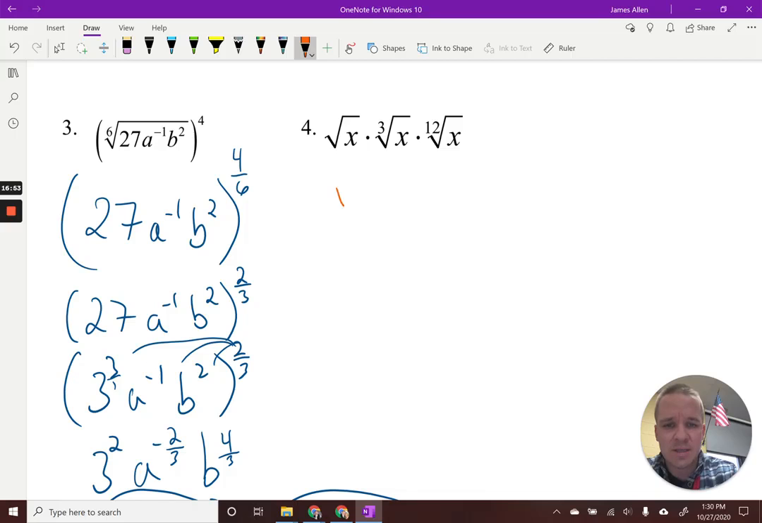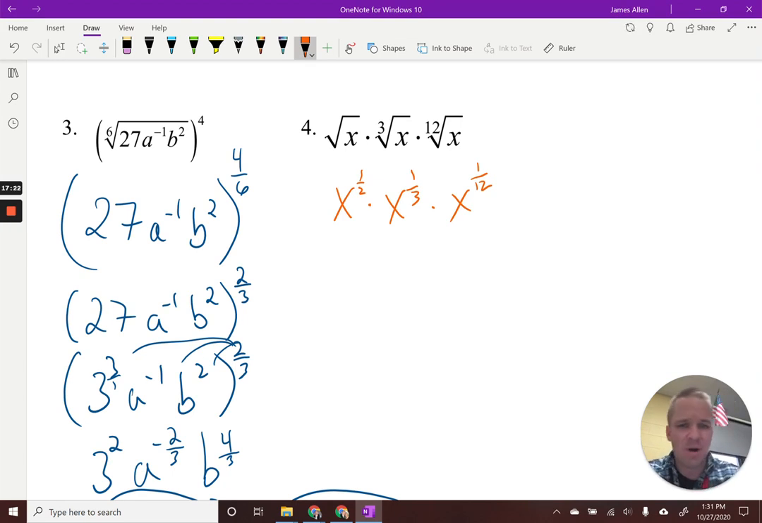So I'm gonna write this as x raised to the 1/2. Square root is equivalent to raising to the 1/2. The cube root of x is equivalent to x to the 1/3, and then the 12th root would be x to the 1/12. Lots of fun fractions here. Well, if I multiply like bases, what do I do with my exponents? Because these fractions are freaking me out. Oh, wait, I do know what to do. I need to add all my exponents.